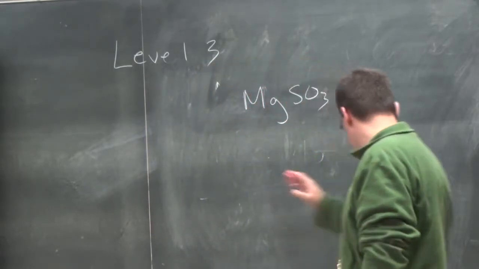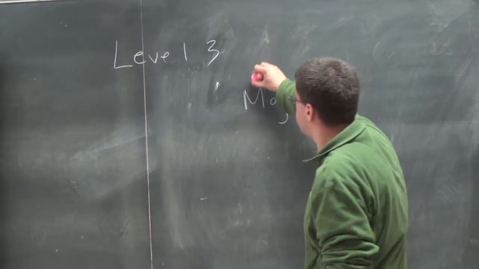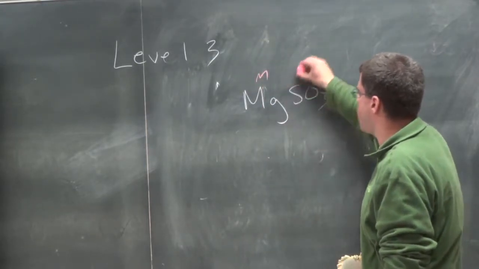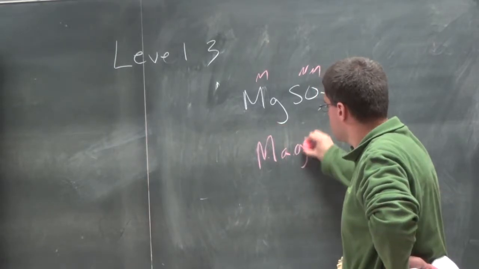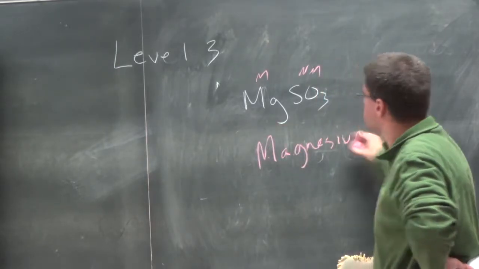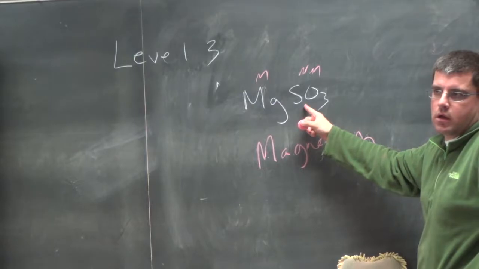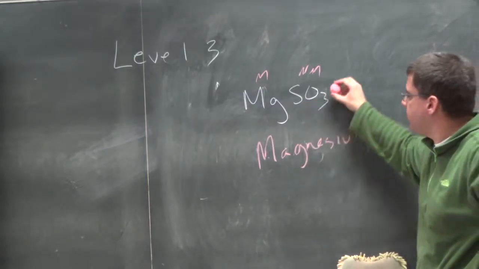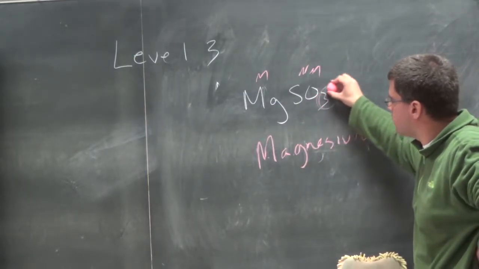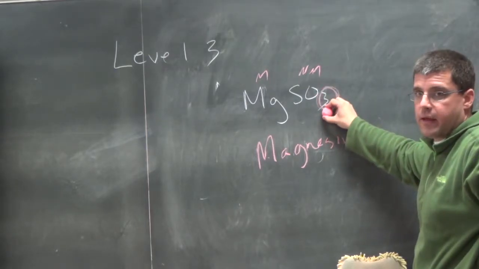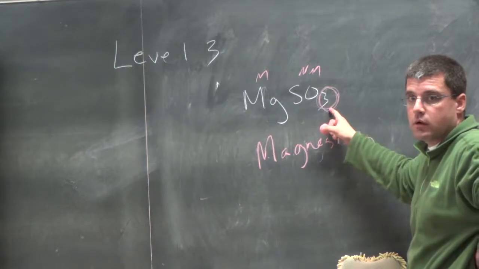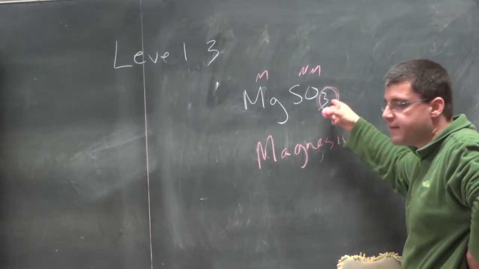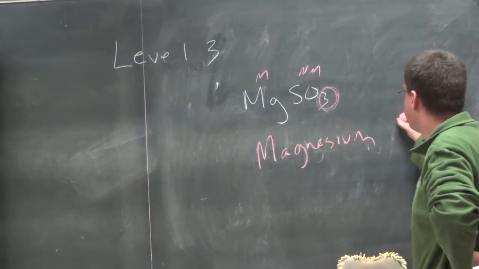MgSO3. First step in anything you do, what is magnesium? It's a metal. What is this? Non-metal. Okay, what do you call that? Magnesium. Now, is it sulfate or sulfite? This subscript is so important. This gives it away. This tells you it's not sulfate because it would have been SO4. This subscript is the giveaway. It's sulfite.